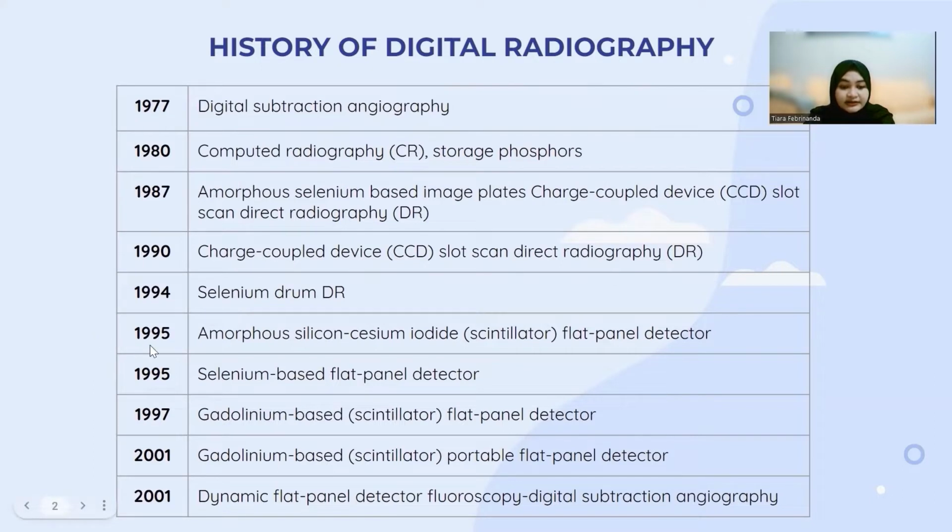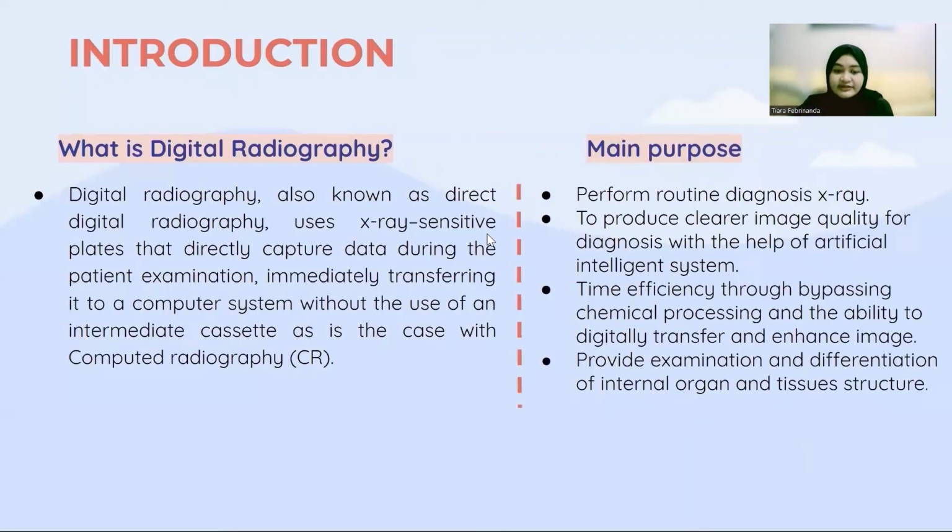then in 1995, amorphous silicon cesium iodide scintillator flat panel detector, and in the same year later, selenium-based flat panel detector, and then in 1997, gadolinium-based scintillator flat panel detector, and in 2001, gadolinium-based scintillator portable flat panel detector, and in the same year later, dynamic flat panel detector, fluoroscopy, digital subtraction angiography. Okay, what is digital radiography?